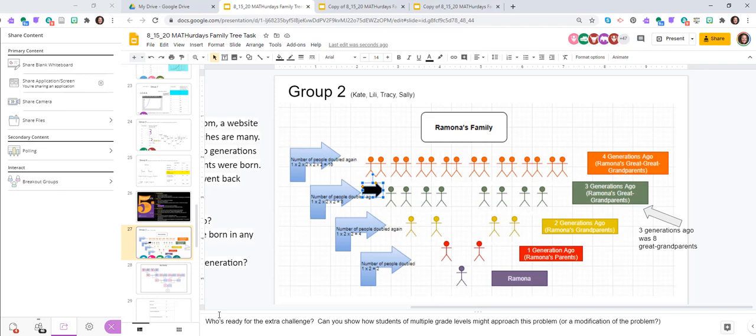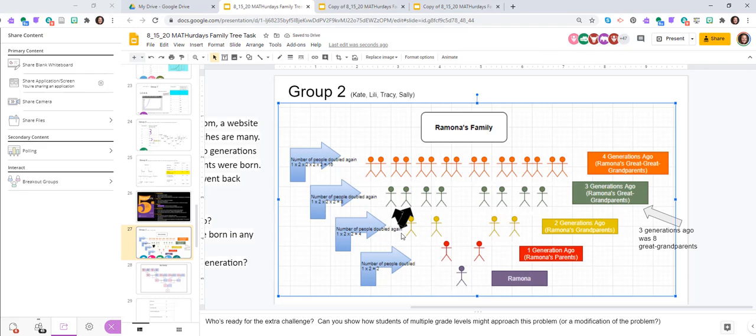I was thinking that for each of the parents, there would be 2 grandparents, sorry, 2 great-grandparents for each grandparent. So just like I doubled with Ramona had 2 parents and her parents had 2 parents, I noticed there was just doubling and doubling again and lots of doubling.